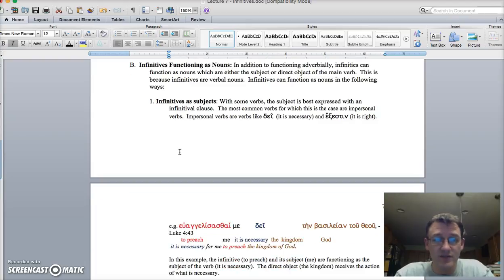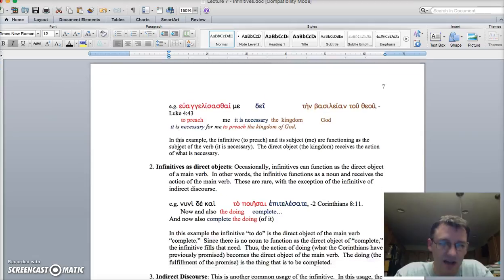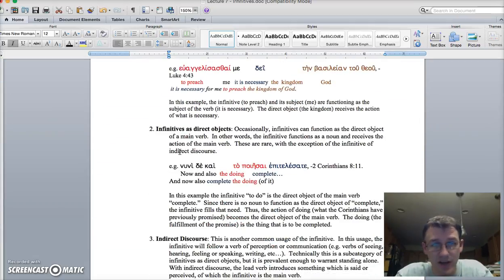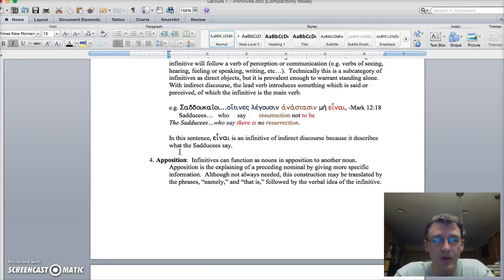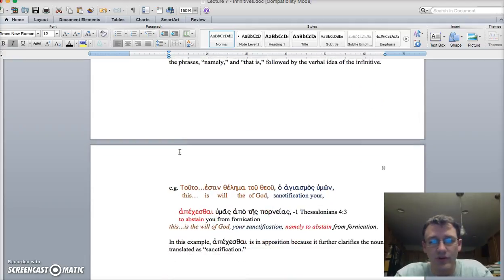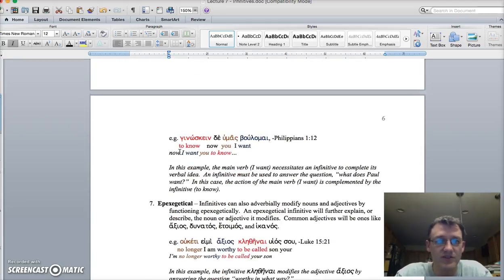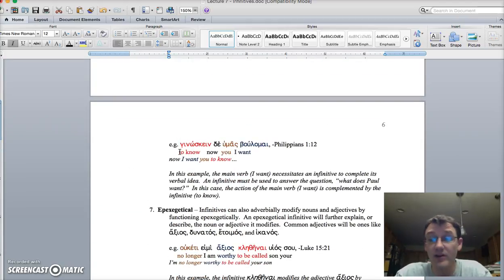Okay, and these next few sections talk about how infinitives can function as nouns and thusly as subjects, direct objects, and in apposition to one another. Don't focus too much on that. I'd much rather you focus on these in this category here, because they're much more interpretively interesting. I'm not going to throw a lot of the other ones at you, and if I do, I'll tell you that it's one of the other categories so that you don't waste too much time on it.